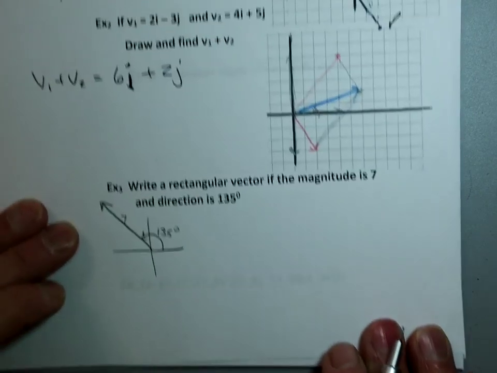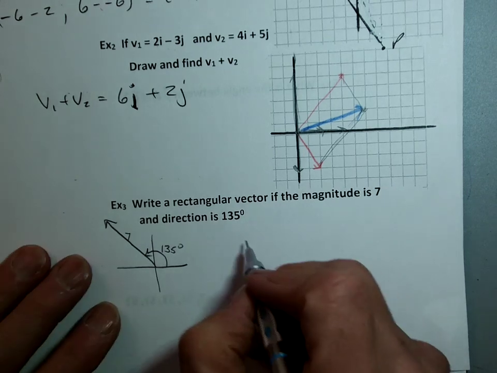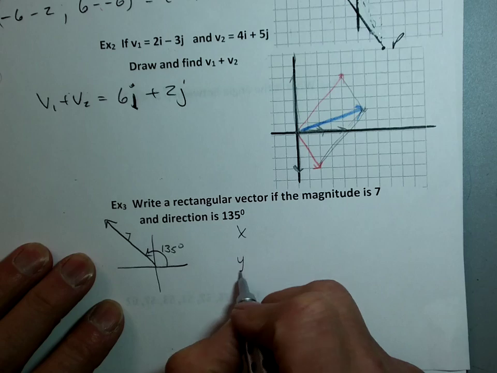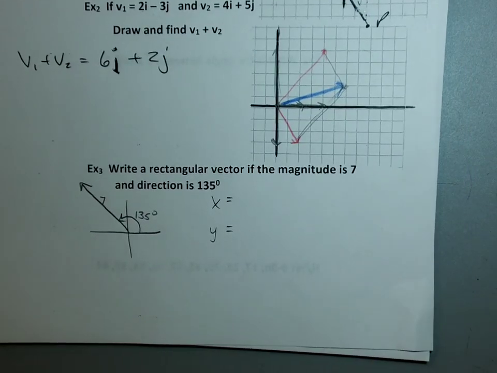Okay, so here's a picture of what's going on. Do you guys agree with that? Magnitude is 7, so the length is 7, and the direction is 135. Okay, so if we want a rectangular vector, we got to find the x, and we got to find the y. How do we do that? You know that. You do know that. How do you find the x and y? You do know that. Help us out, Evan.